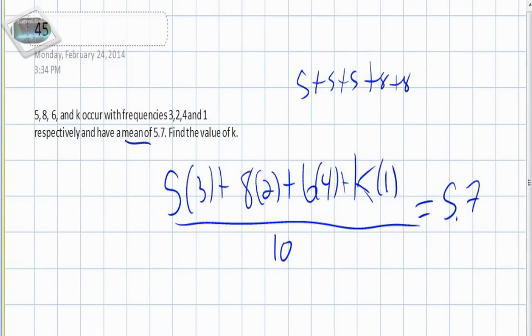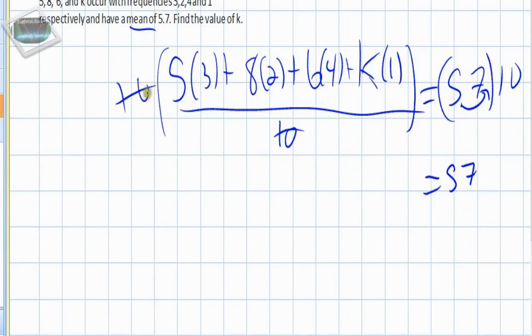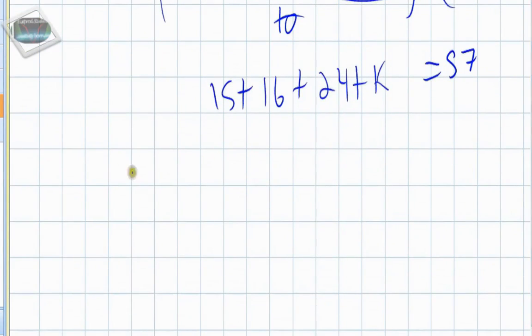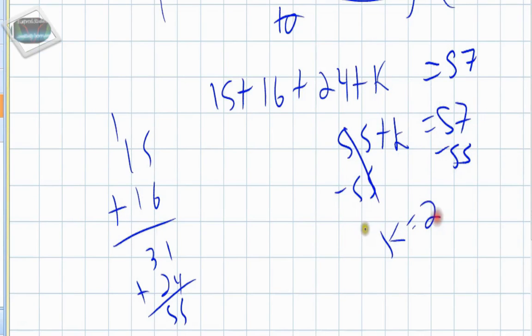and then that mean is going to be equal to 5.7. And so to solve for k, we're going to first multiply everything by 10 so that we can cancel this, and then we're going to get 57 over here, okay? Because you just move the decimal place one place over. All right, and then so let's start multiplying these. 5 times 3 is 15. 8 times 2 is 16. 6 times 4 is 24, and we have just k. Okay, so now we're going to add. So 15 plus 16 is going to give us 31, plus 24 is going to be 55. Okay, so we have 55 plus k is equal to 57. Subtract the 55, and k is equal to 2.